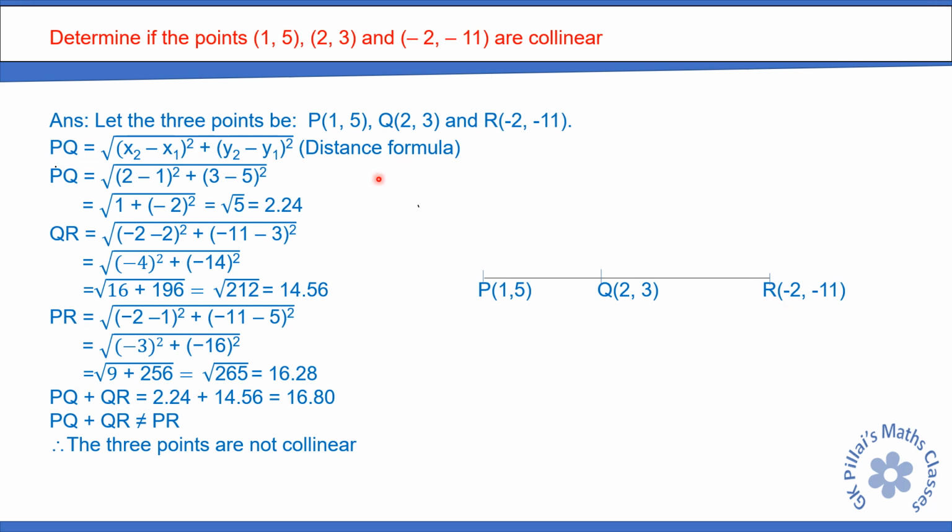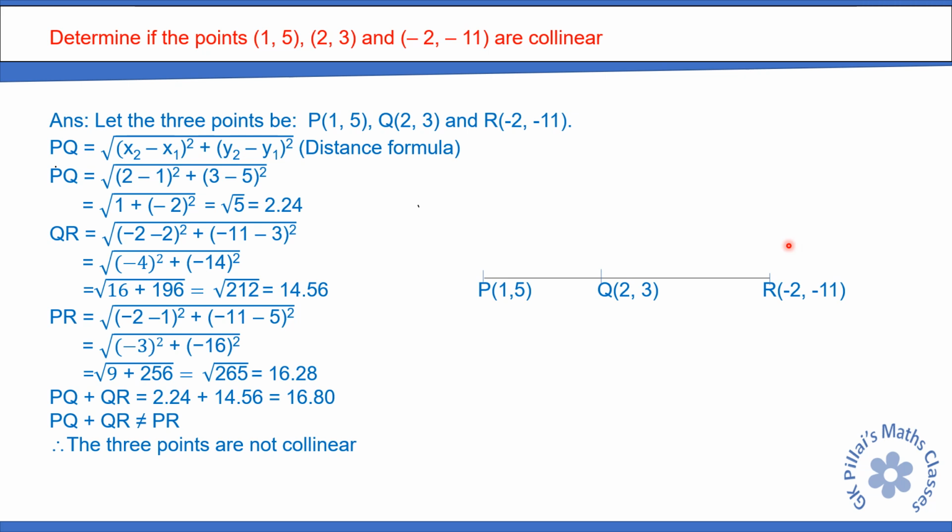So with the help of the distance formula, we are finding the first distance between P and Q. That will be under root (2 minus 1) whole squared plus (3 minus 5) whole squared. When simplified, it will be root 5, that is 2.24. You should know how to find the square root of numbers. Now the next one, QR. Under root (minus 2) whole squared plus (minus 11 minus 3) whole squared. Simplify this. Under root 212, that will be 14.56.